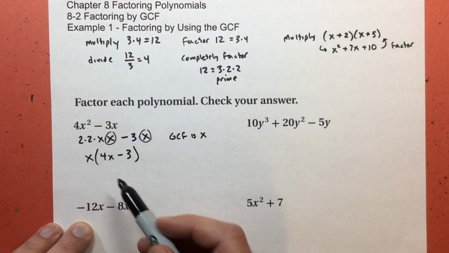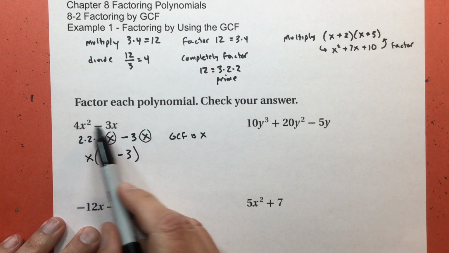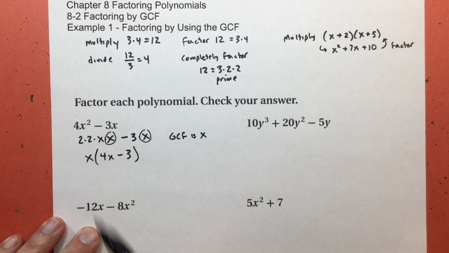So this is like the opposite of distribution. We talked about distribution in the previous section. This is the opposite of distribution. It's just distribution backwards. And we're trying to figure out what got shared with both of these that I can bring out, and that's my common factor.